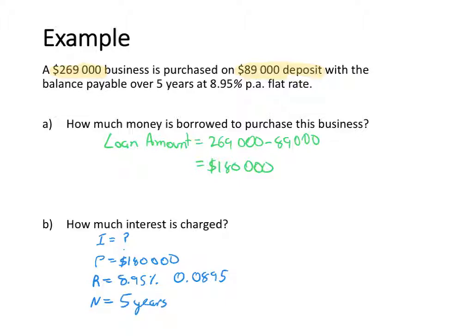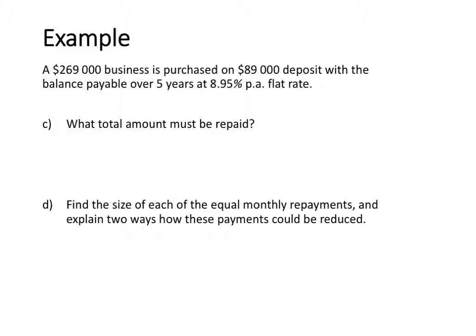To calculate interest, the next step is to write the formula. So interest equals PRN, then substitute in my values. So 180,000 times 0.0895 times 5. So that is going to equal interest of $80,550.